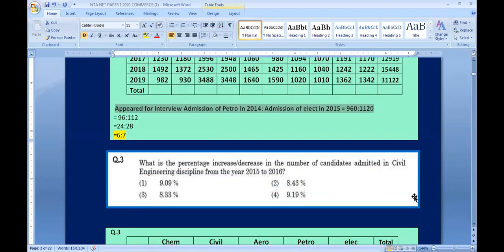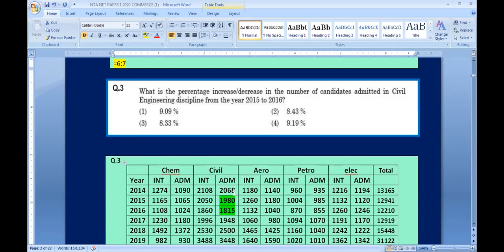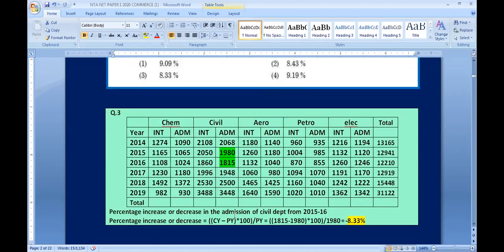What is the percentage increase decrease? This is a highly repeated question, increase decrease question. In the number of candidates admitted in civil engineering discipline from 2015 to 16, civil engineering discipline alone we need to check for 2015 to 16. That's what I have highlighted. 2015 1980, 2016 1815. Is it increased or decreased? Can anybody tell me? Decreased. Very good, decreased. So the output will also be decreased.